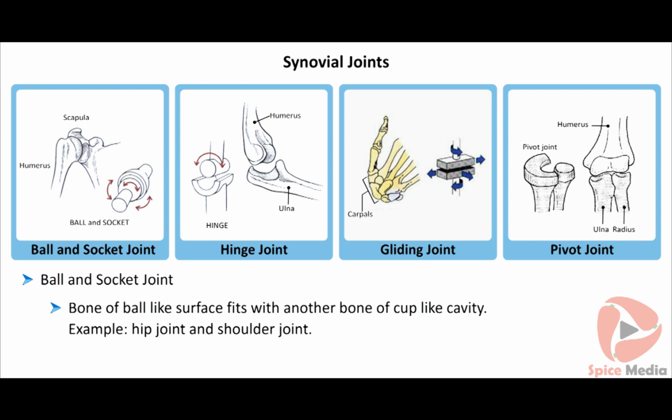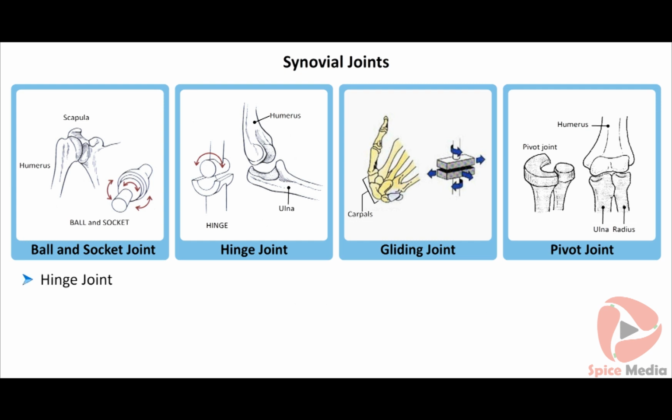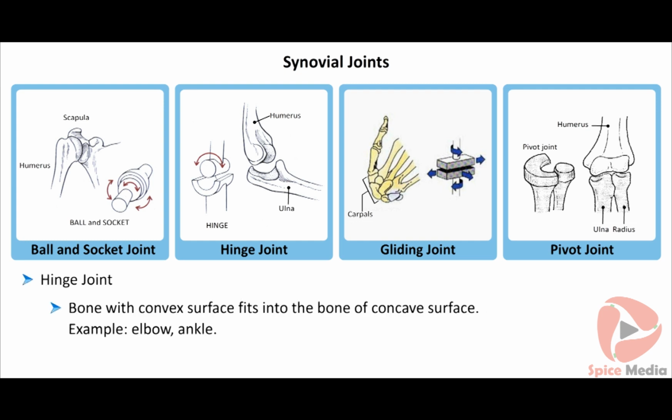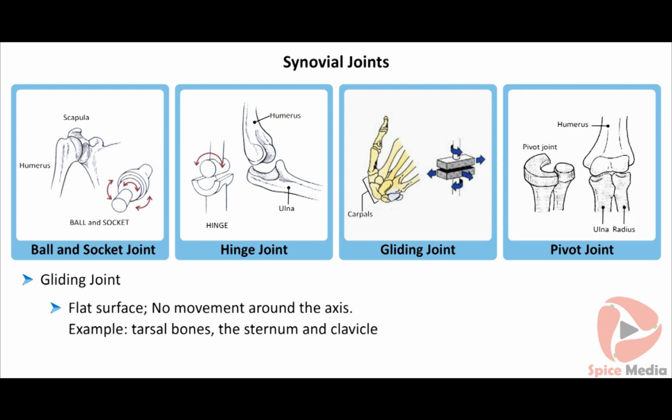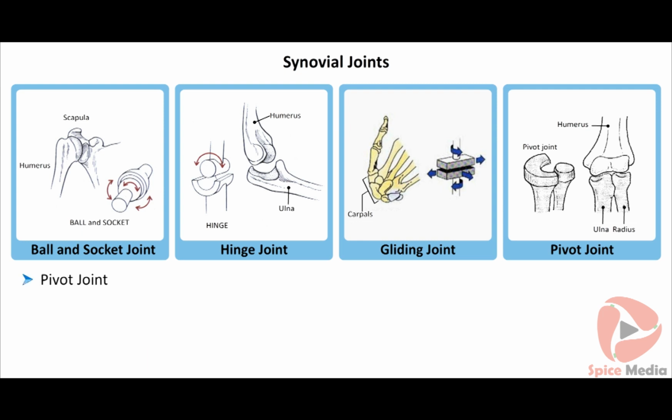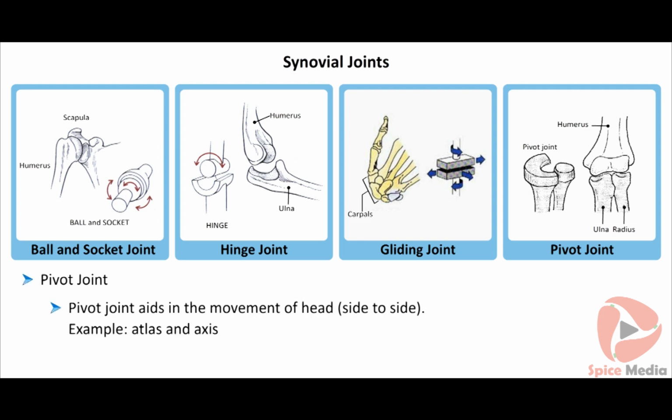Some of the synovial joints are ball and socket joints, hinge joint, gliding joint and pivot joint. Examples of ball and socket joints are hip joint and shoulder joint. Bone of ball-like surface fits to the other bone having cup-like cavity. Examples of hinge joints are elbow and ankle. Convex surface of bone fits to the concave surface of bone in the hinge joints.